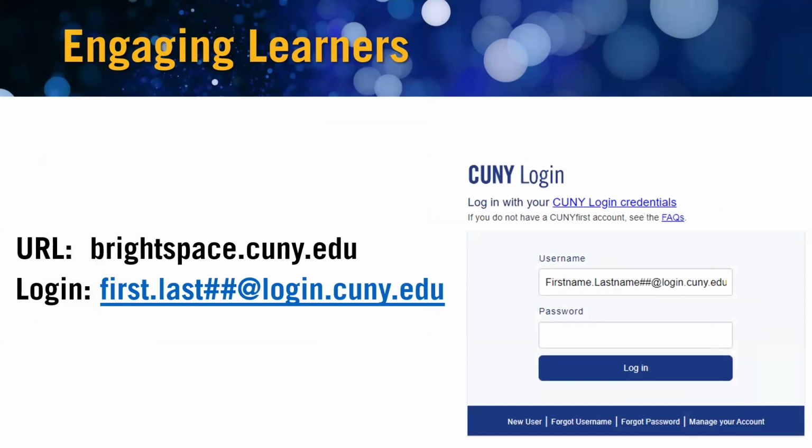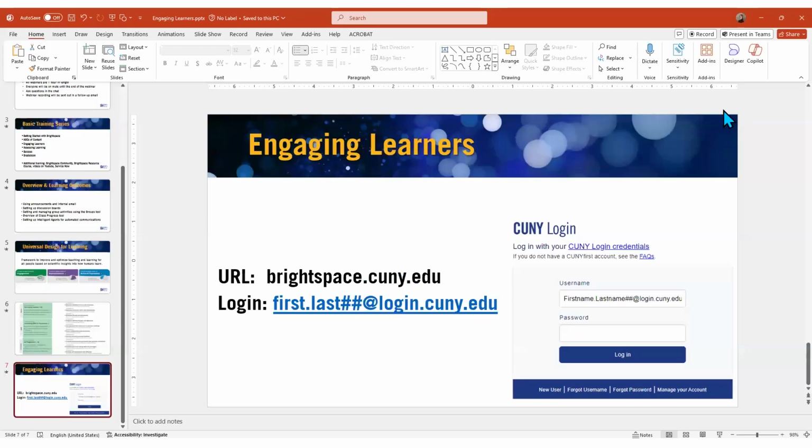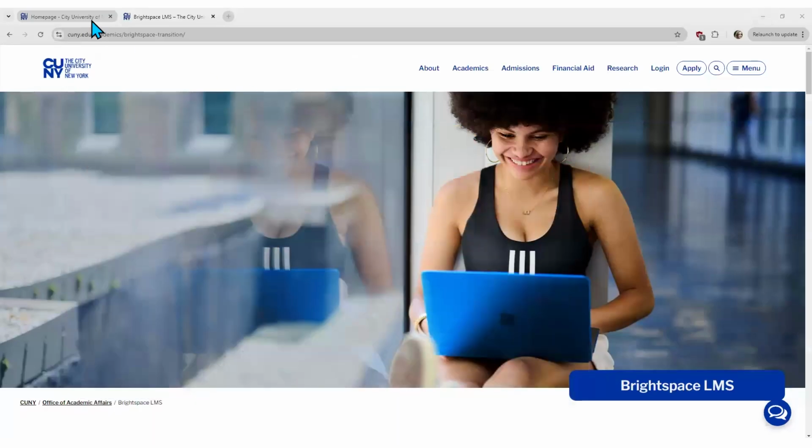If you haven't been to Brightspace yet, all you have to do is go to brightspace.cuny.edu and log in with your CUNY login credentials. These are the same credentials that you use to access Blackboard, CUNY First, Microsoft 365. Your username would be the first name, that last name, the last two digits of your EMPL ID at login.cuny.edu.